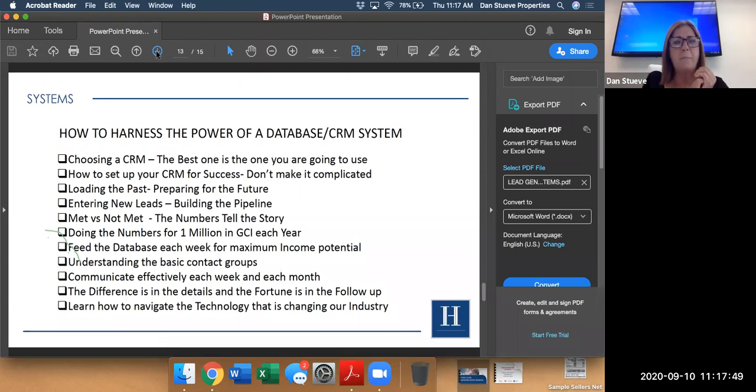Okay. So loading the past and preparing for the future, entering your new leads into your database, building your pipeline, and doing the numbers. And that's all you've got to do. Basic groups of people and communicate effectively with them. Okay. So the fortune is in that follow-up.